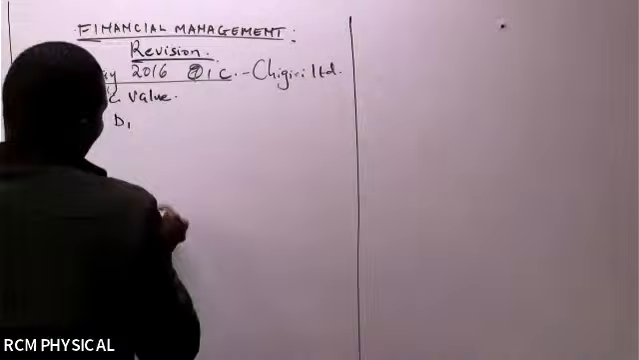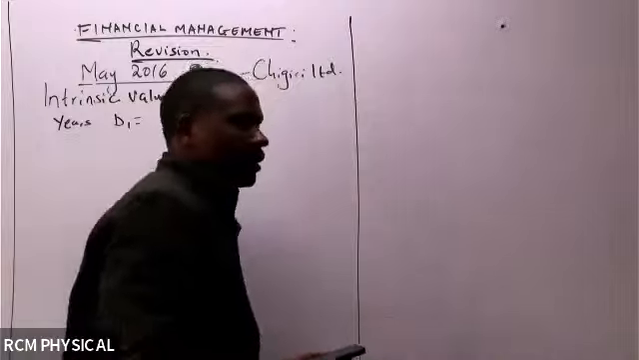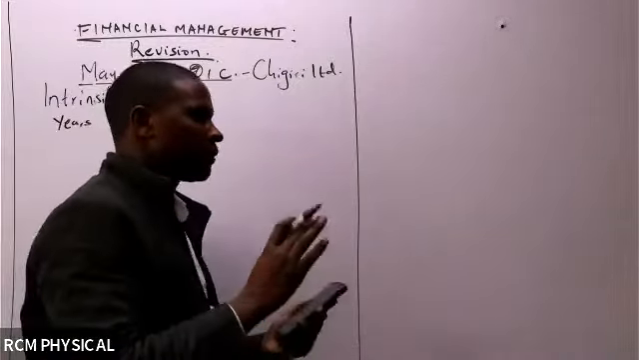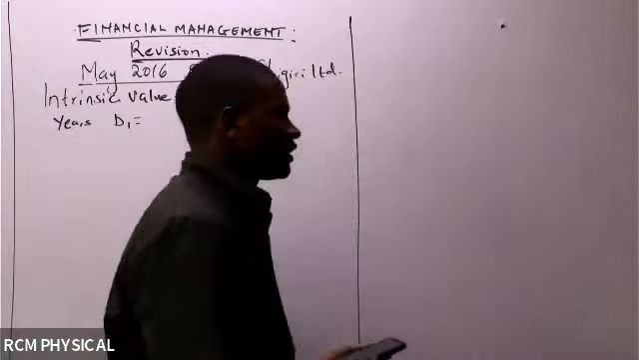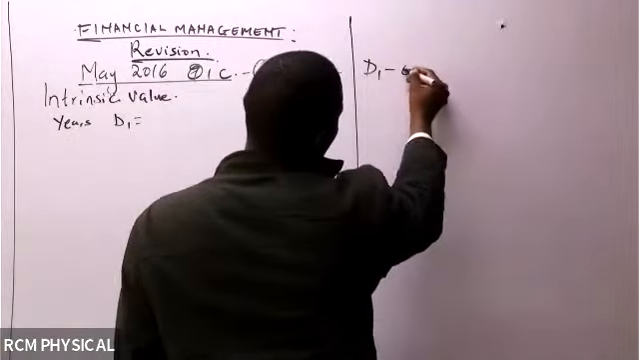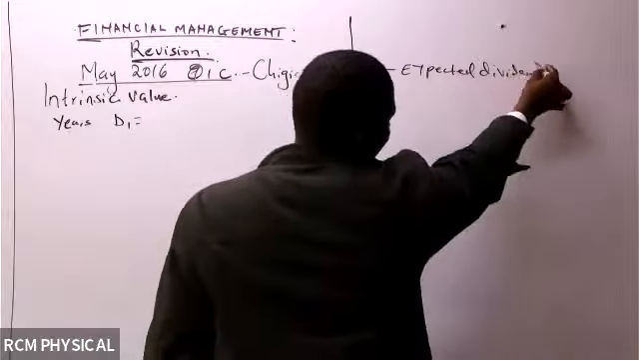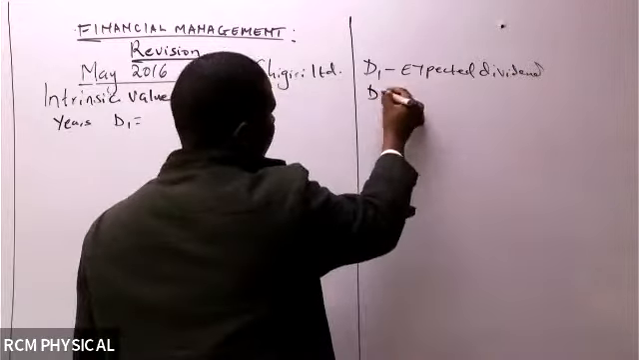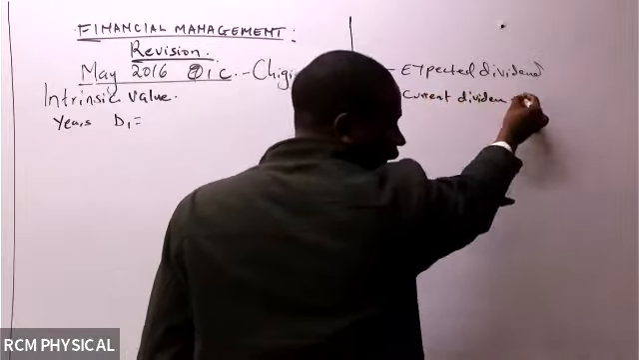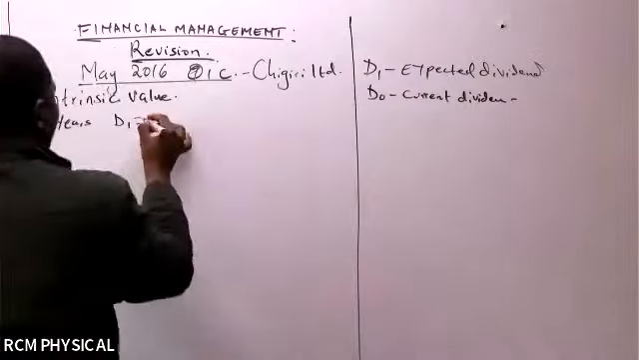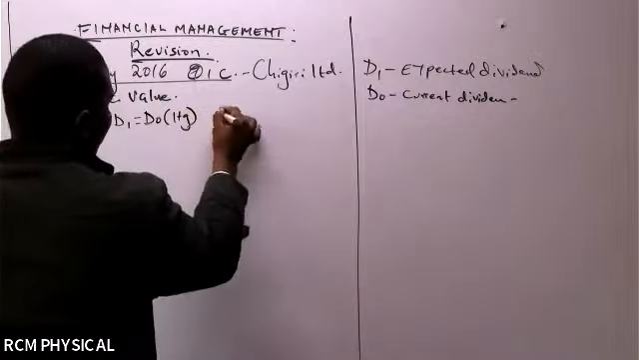I have the D1. Who can remind me how we get D1? D1 is the expected dividend. D0 is the current dividend. D1 is gotten by D0 times (1 plus g). Then we shall be getting the present value.